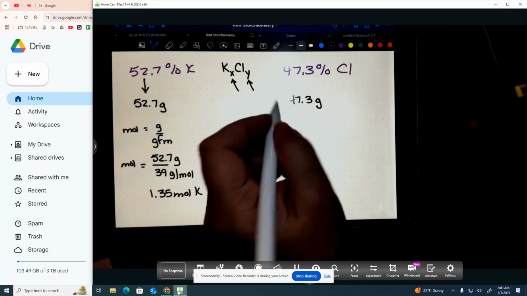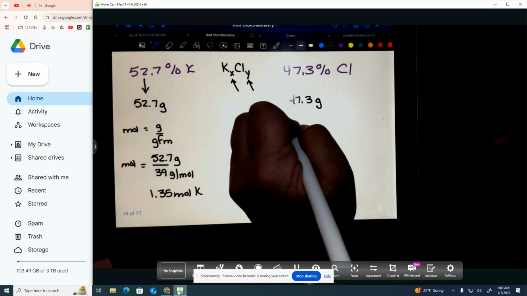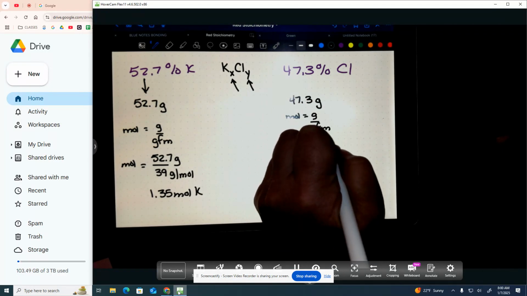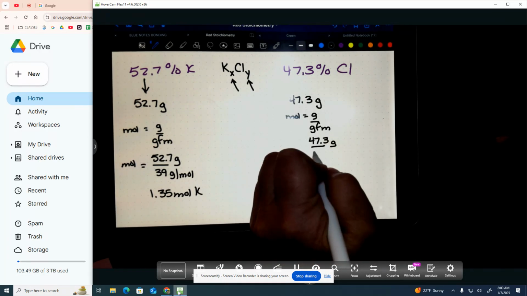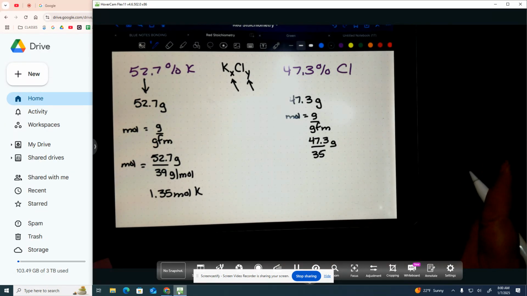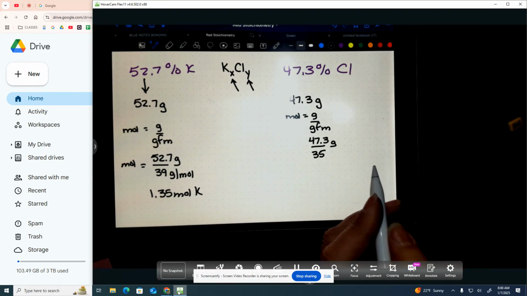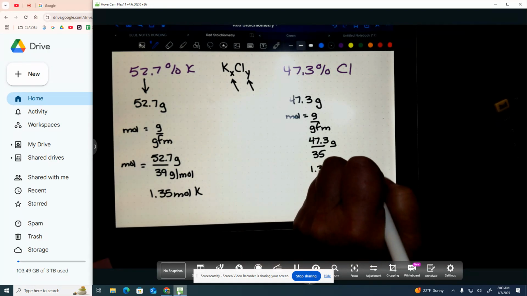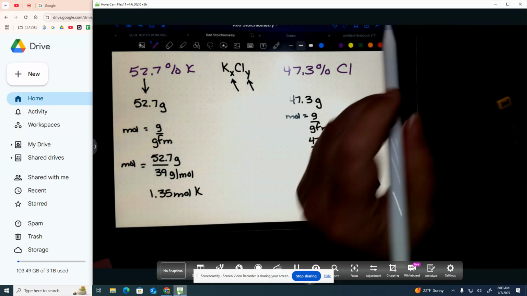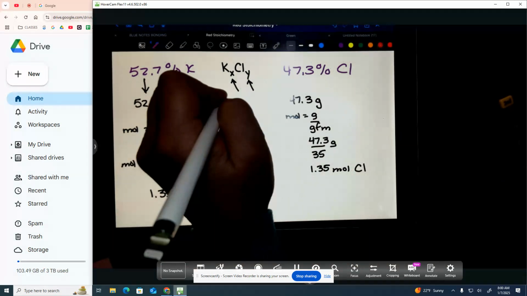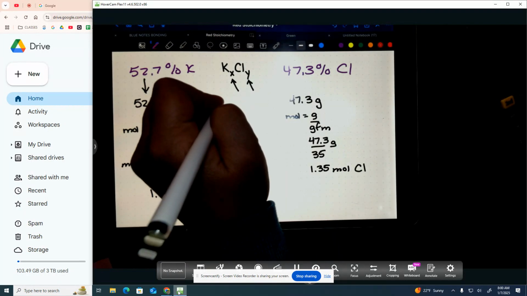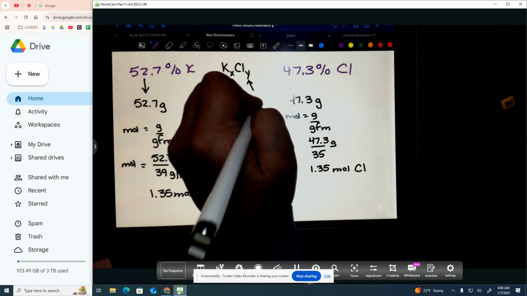And then let's do chlorine. So we've got moles equals grams over gram formula mass. Grams is going to be 47.3. The gram formula mass of chlorine is 35. It's really 35.5, but let's hope it comes out close enough. 47.3 divided by 35. And we get 1.35 moles of chlorine. So I'm just going to change this. So we've got K is 1.35, and chlorine is 1.35.